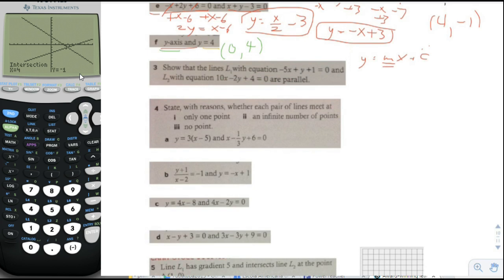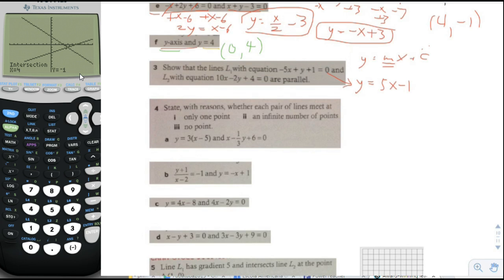So the first one is negative 5x plus y plus 1 equals 0, and we're going to add 5x to both sides, and then we're going to subtract 1 from both sides, and we're going to end up with y equals 5x minus 1. Okay, so that's that one.